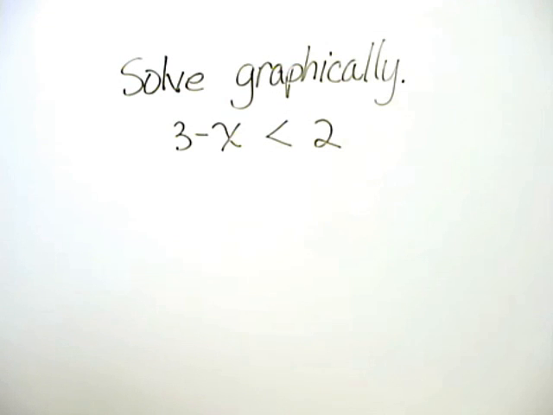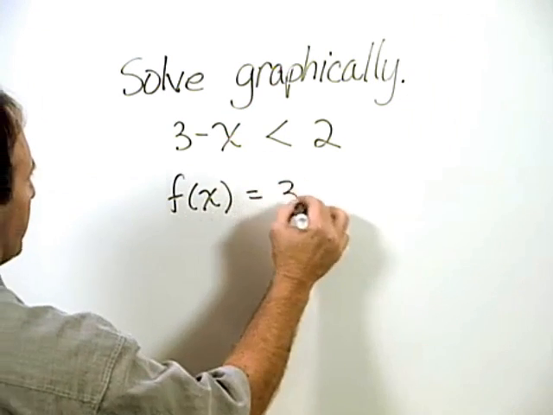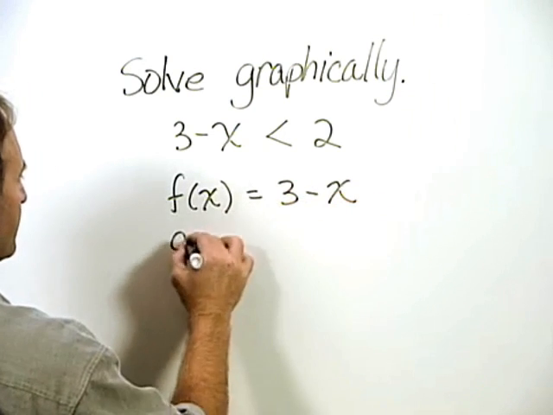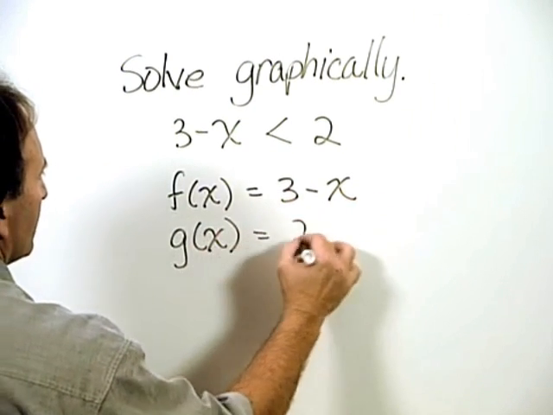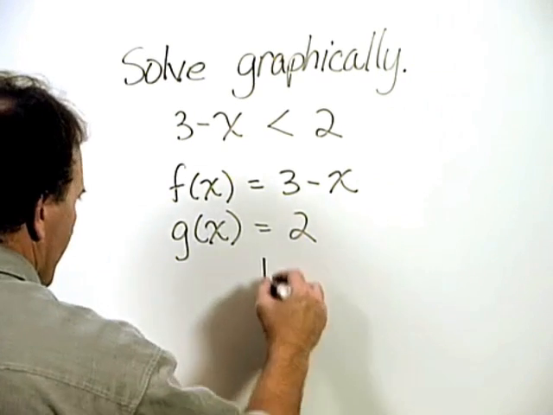Solve graphically. 3 minus x is less than 2. We begin by letting f of x equal 3 minus x and g of x equal 2. And now we graph those two functions.